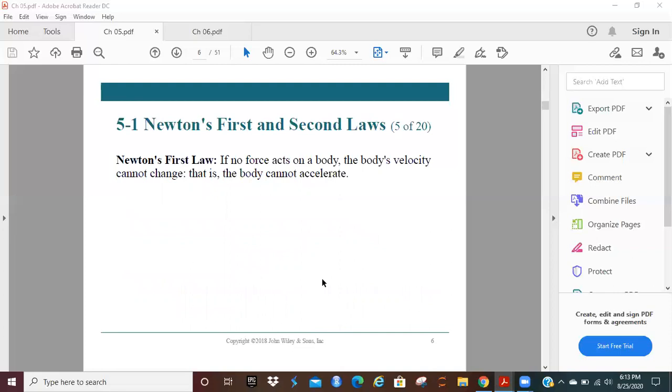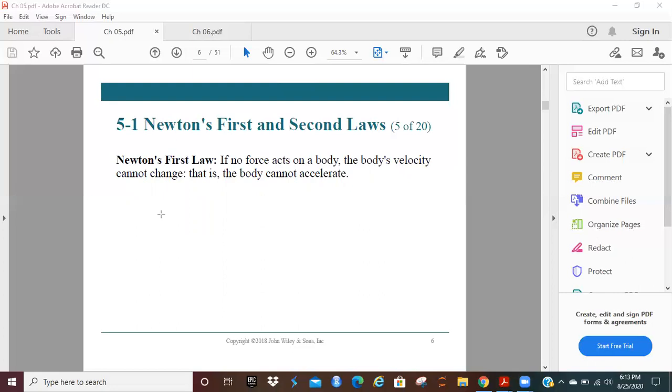So, first law: if no force acts on a body, then the body's velocity cannot change. In other words, it's not going to accelerate. So if you have an object, let's see if I can draw.